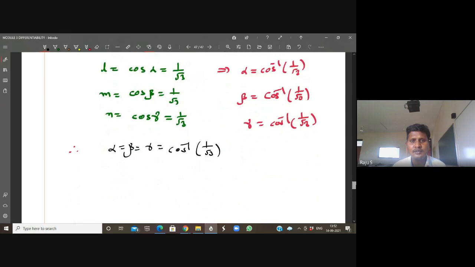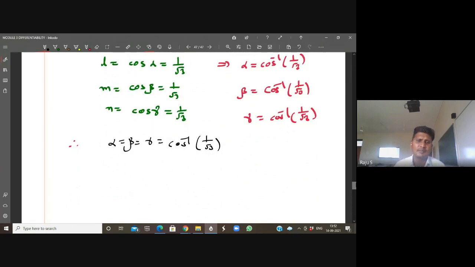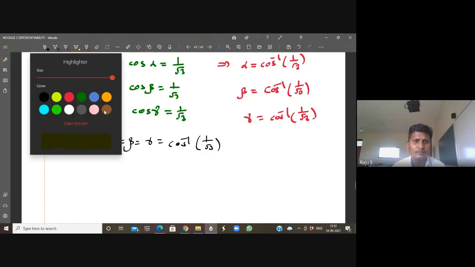Any doubts, students? After that, alpha is equal to cos inverse, I'm taking the right side. Simple. Having any doubts, you can ask me.